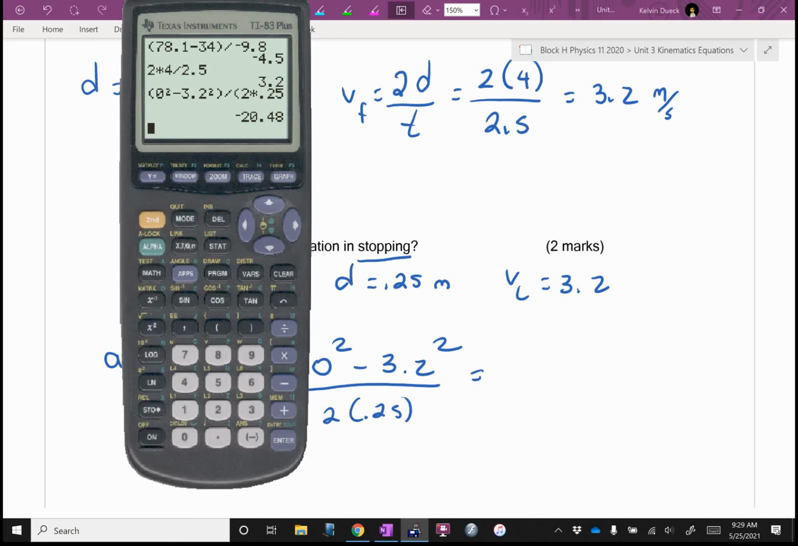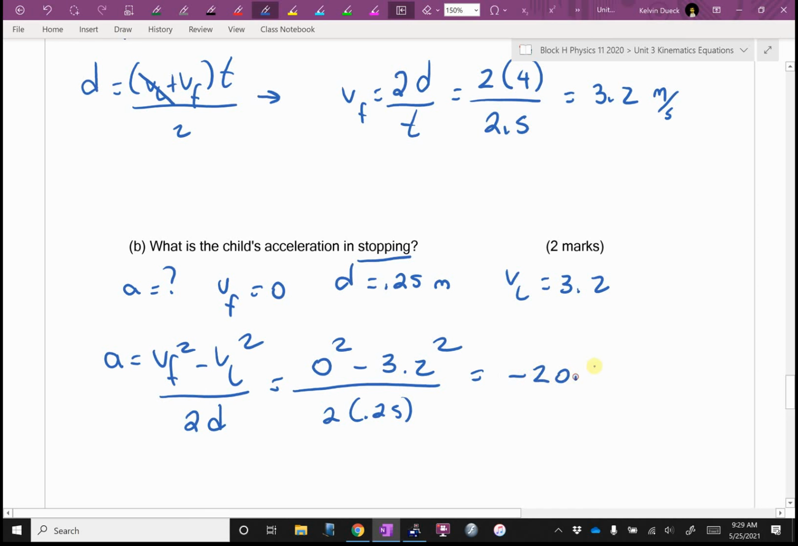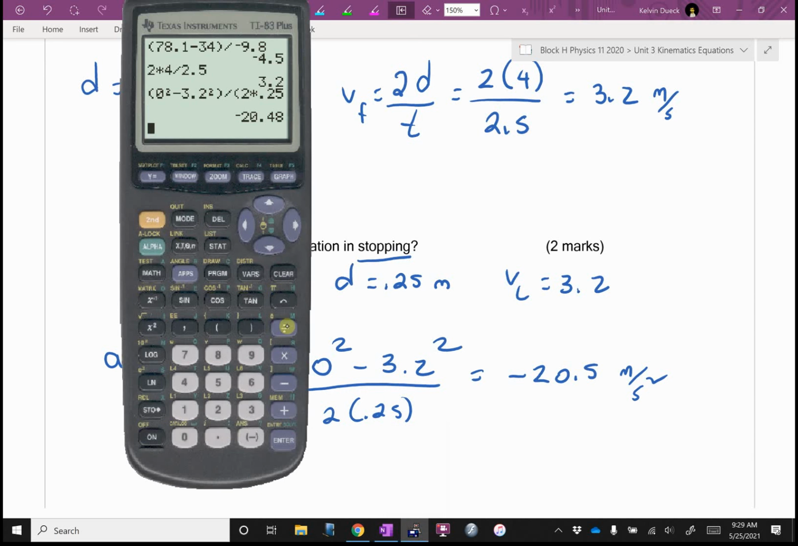Do you get negative 20.5? Yeah. How many G's is that? If I know the acceleration, how do I convert an acceleration into G's? About 2 G's. Not too bad.